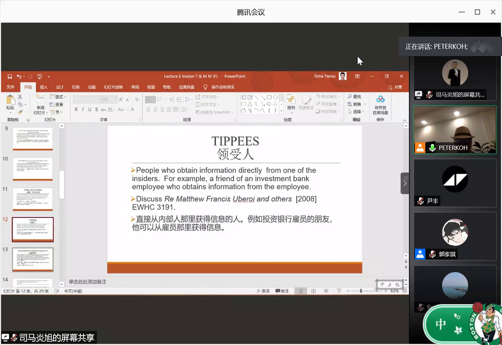Okay, this word tippees was created by my mentor, Professor Louis Loss at Harvard Law School. He created this word tippees. Very interesting word. I don't know why it was funny as 领受人, right? People who obtain information directly from one of the insiders. In this case here, there's Matthew Francis Oberoi working in an investment bank. Earlier, I said 上市公司, but it's an investment bank, right?